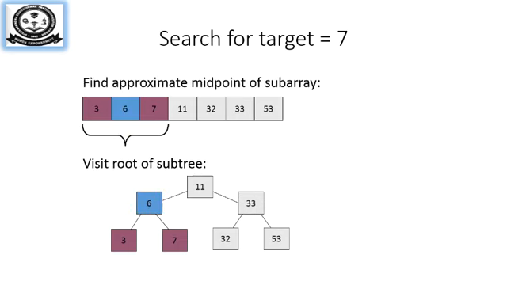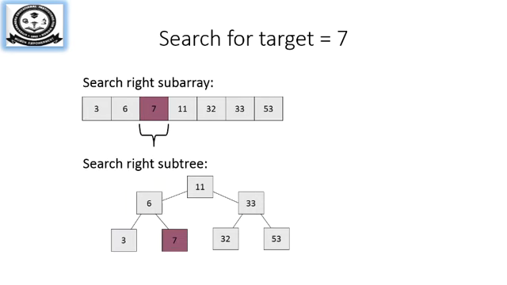So 6 will be compared, and again it is not equal. So it has to be carried out. We'll check less than or greater than. It is greater than, so it goes to the right subtree of 6. And it is the only node, so you will just compare it and you will find it.